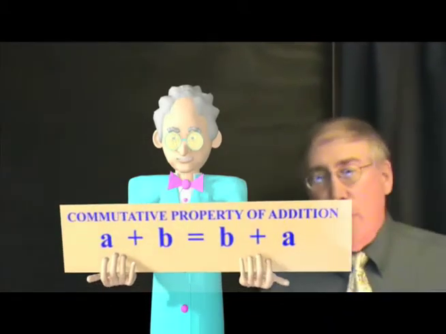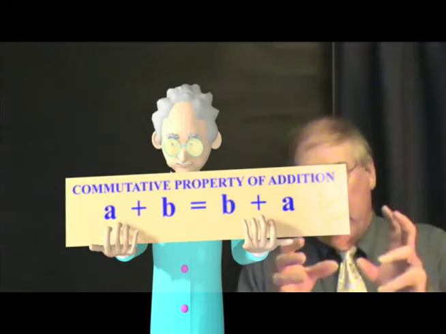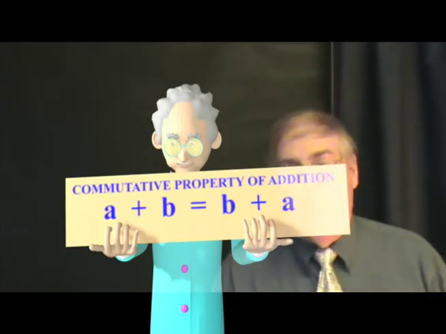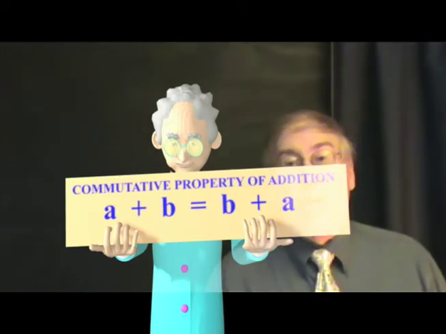First, we have the commutative property of addition. Let's say that we have two numbers represented by A and B. We can go A plus B and B plus A, and we'll get the same answer.